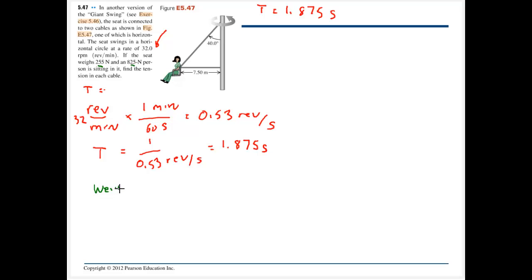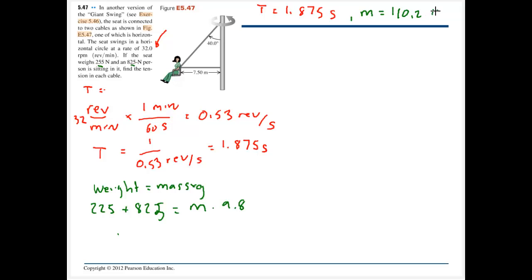We know that weight is equal to mass multiplied by gravity. So 225 plus 825 is equal to mass times 9.8. Go ahead and you divide all that out, and you're going to get a mass of 110.2 kilograms. Okay, so now I've gotten some housekeeping out of the way.